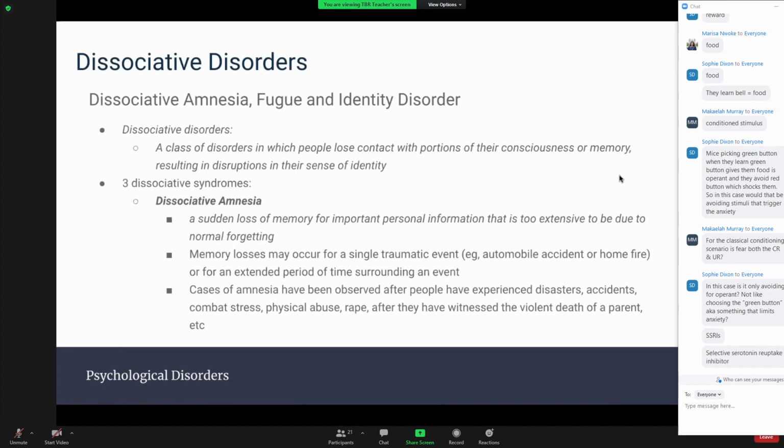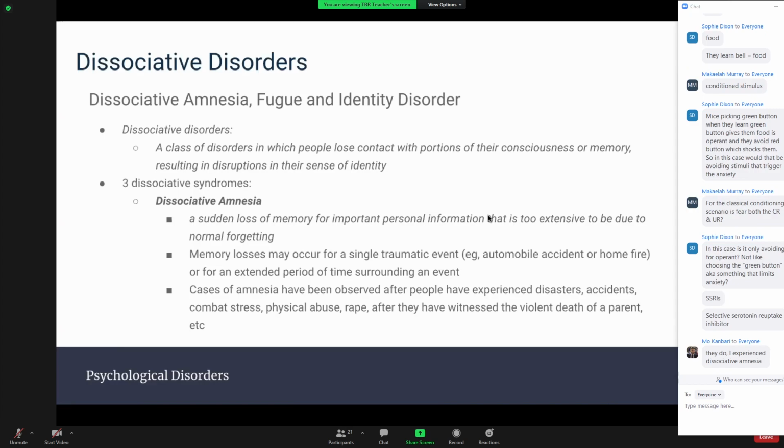But these are pretty tricky ones, and we'll talk in a second about why many people maybe think that they really don't exist. But for now, we can define them as a class of disorders where people lose contact with portions of their consciousness and memory, and these losses result in disruptions of their sense of identity.